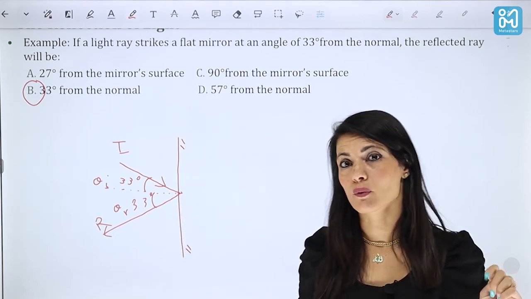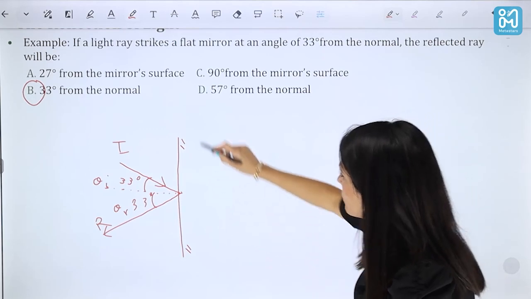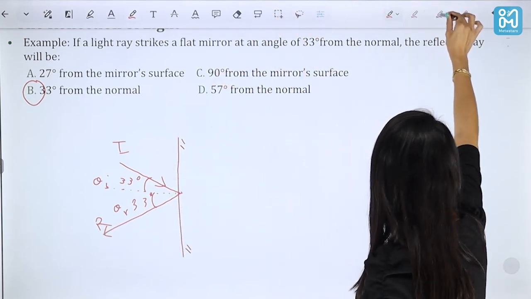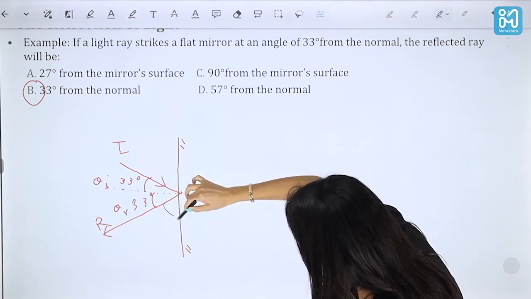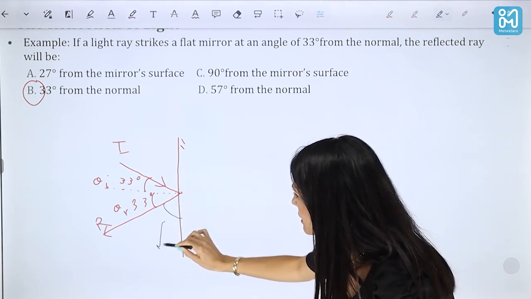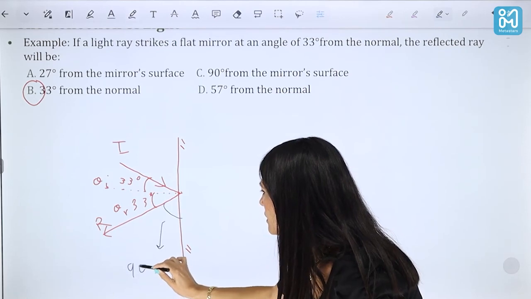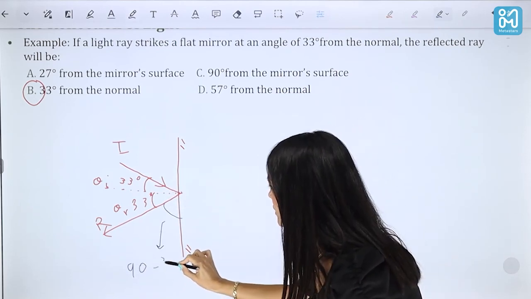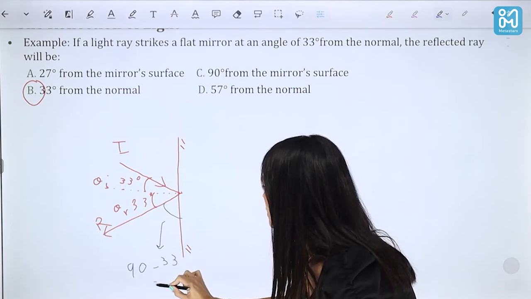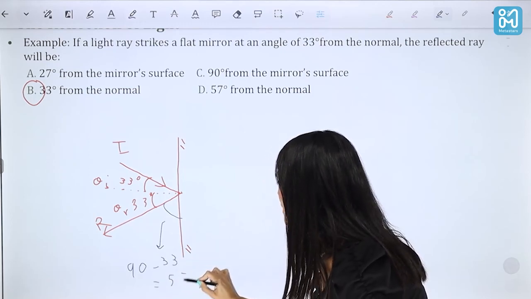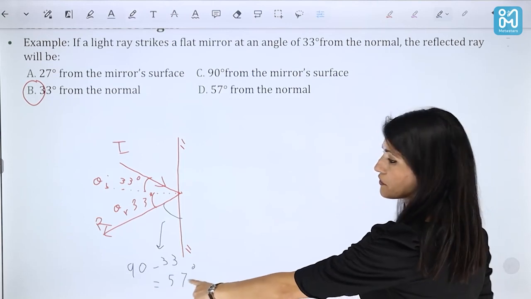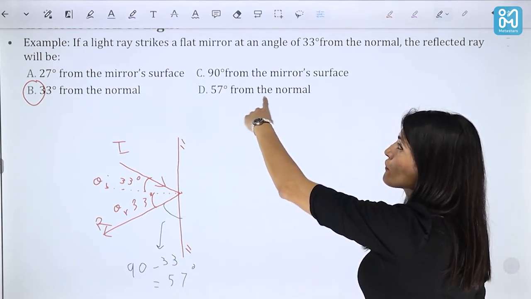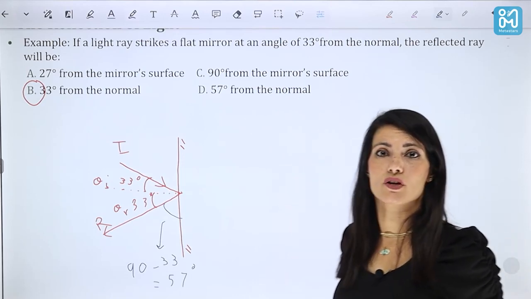What do you think with the surface of the mirror? So this is the mirror. The reflected ray makes with the surface is actually this one, which is basically 90, because this is 90 degrees, the normal from the surface, 90 minus 33, which is equal to 57 degrees. Pay attention. So 57 can be an answer. We say 57 degrees from the surface, from the mirror's surface.